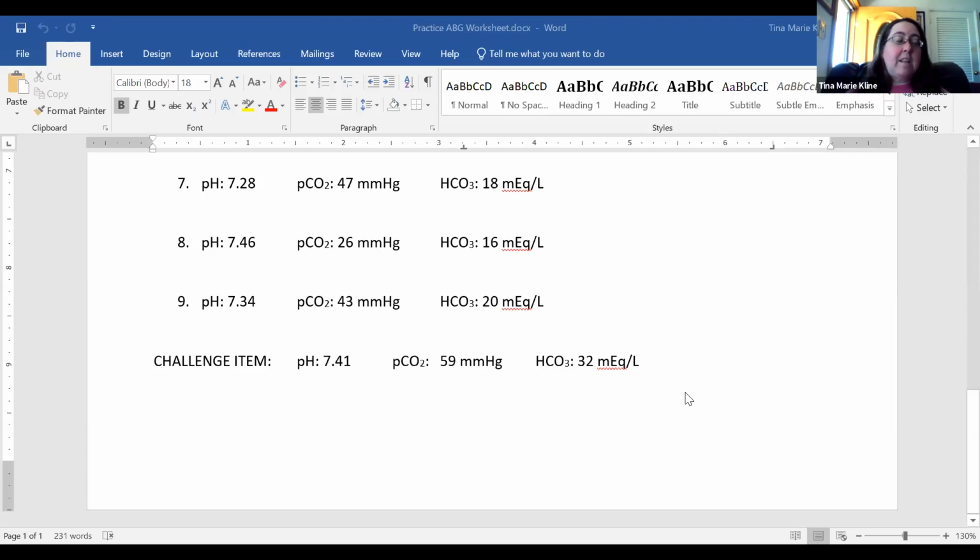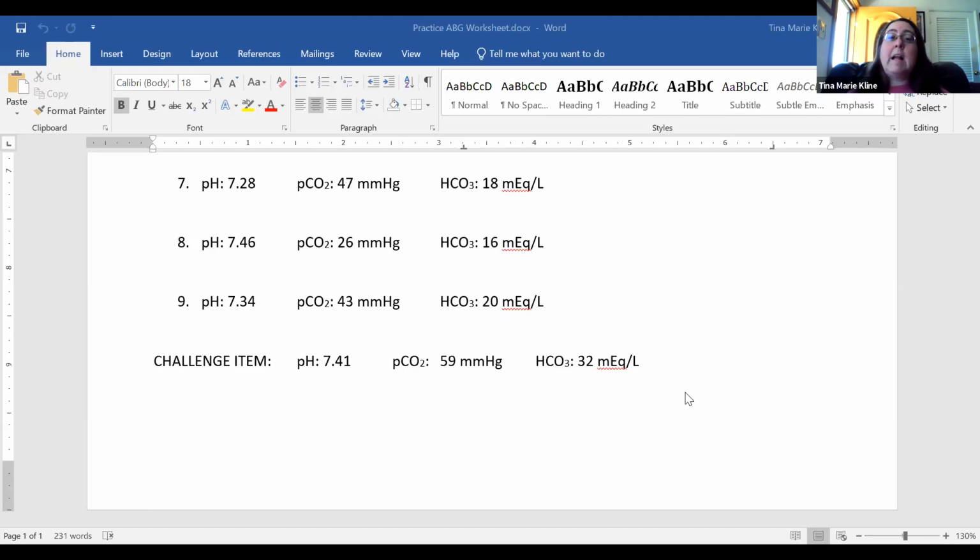I do want to adjust the challenge item here. I put this on because the ones up above all had abnormal pHs. This challenge item has a normal pH. But you need to look farther, because if I look at the PCO2, that certainly is not normal. My bicarb is certainly not normal. So it's not a normal ABG.